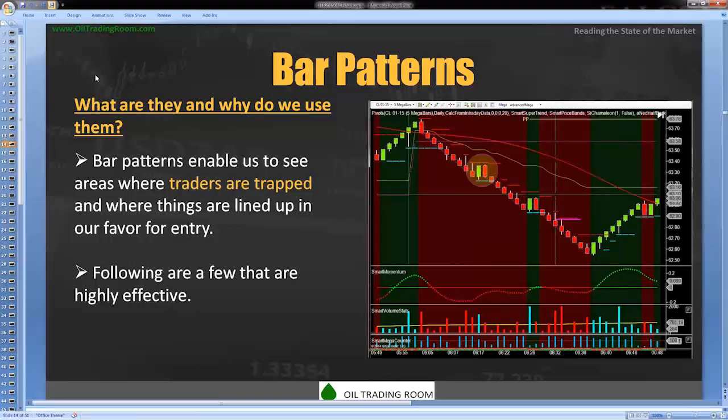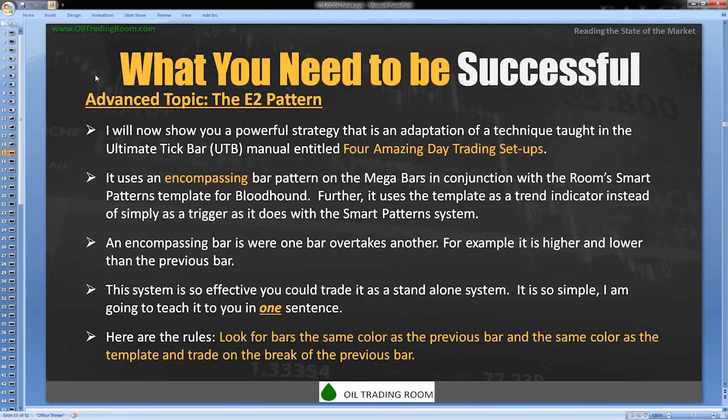Now, the bar patterns enable us to see where traders are trapped and where they're lined up in favor of our entry. And so we're going to cover a couple of those patterns in a couple of minutes. This one that I have drawn on the chart, that's called a railroad track pattern. And we're not going to cover that one today, but we do have others. But these railroad track patterns are highly reliable with the right kind of momentum and patterning. In fact, we traded some of those, or at least I traded some of those today as the market went higher in the second half hour of the day.